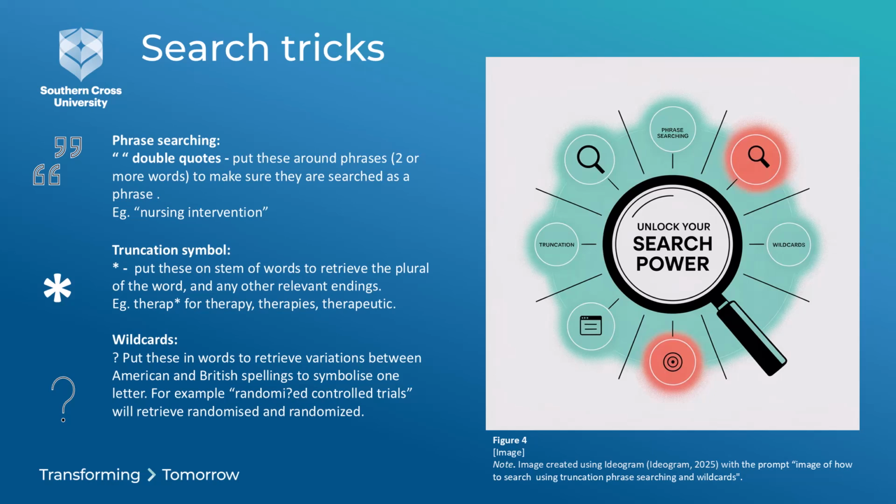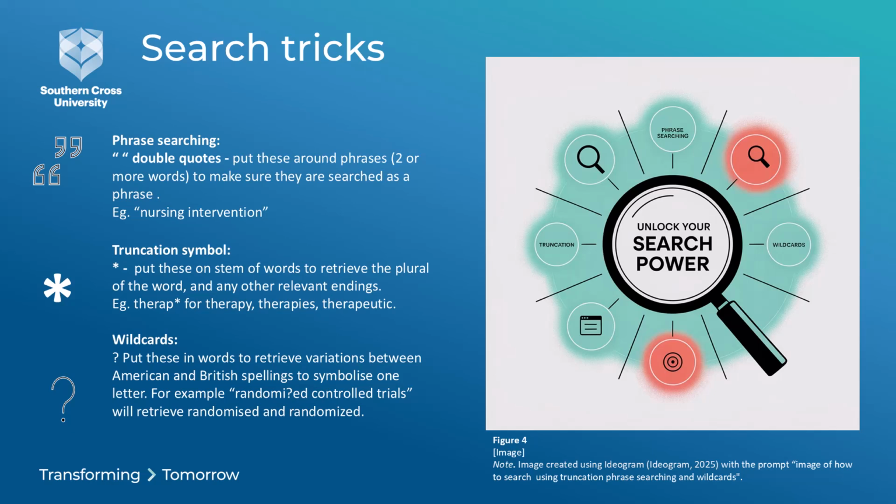Some other techniques include phrase searching. This is used for terms like nursing intervention. When you put double quotes around the phrase, it searches for those in exact order and can help target your results. Truncation symbols retrieve variant word endings with the asterisk symbol. An asterisk used in the word therapy will retrieve all the variations in endings of that stem word, including plurals. For example, therapy, therapies, and therapeutic.